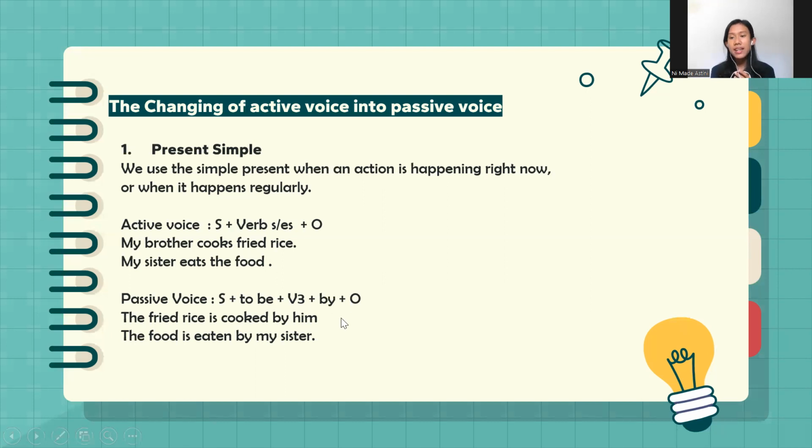When it becomes a passive voice, remember that when you want to make passive voice, the object before acts as a subject now. So before, the fried rice was an object, and now it becomes a subject. The fried rice is cooked. Is cooked means that is is a to be because it's present, and then cooked is verb three, and then by an object, by my brother. And then the food is eaten by my sister, also the same.